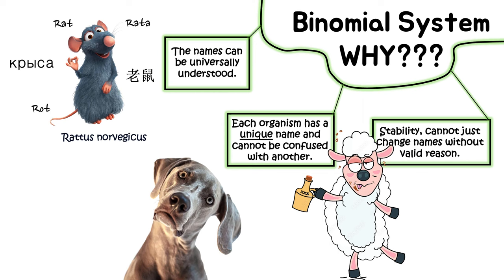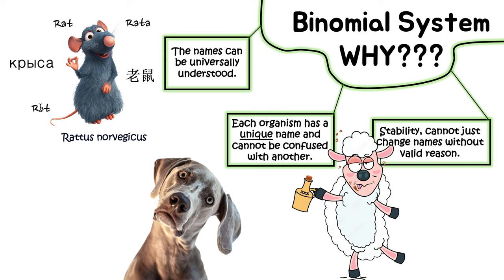Okay, great. Now, binomial system, why? Why do we need this binomial system? I kind of touched upon it already, but first of all, the names can be universally understood, right? I hope you know one of these languages. But here is Remy, and these are ways that different languages call this kind of organism, right? English, rat. Russian, this one. Afrikaans, rot. This one, some language that I forgot.